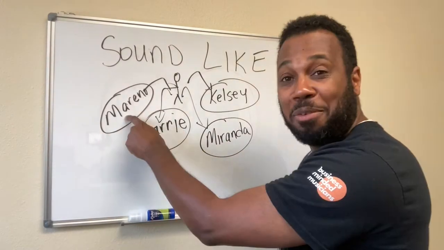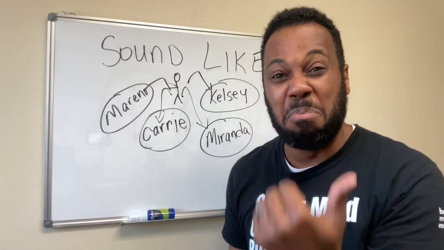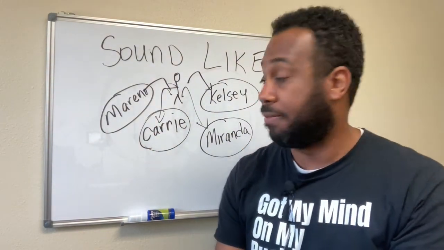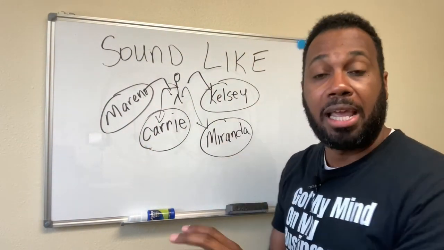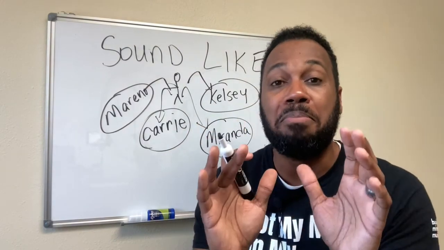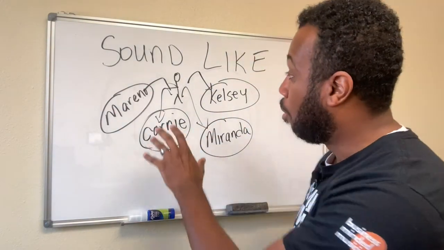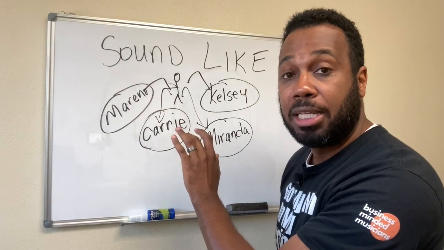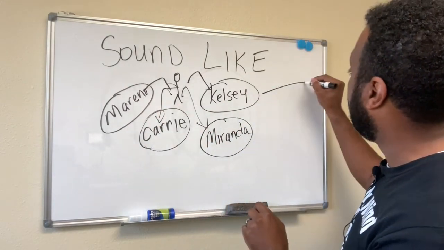You're looking at it and saying, here, Maren Morris already has a pond of millions of fans. Carrie Underwood already has a pond of millions of fans. Kelsey Ballerini, Miranda Lambert, they already have ponds with millions of fans. And so all I'm gonna do is go fish in these different ponds, and that's how I'm going to build my fan base.